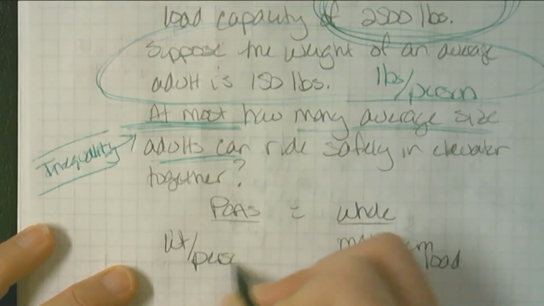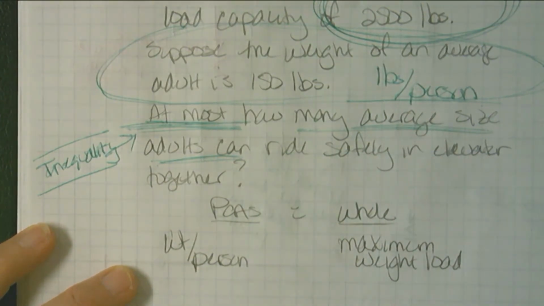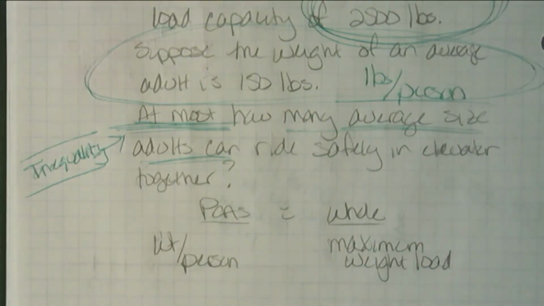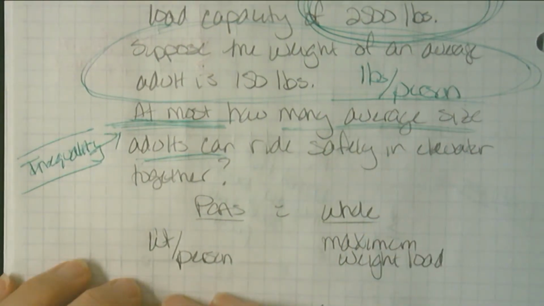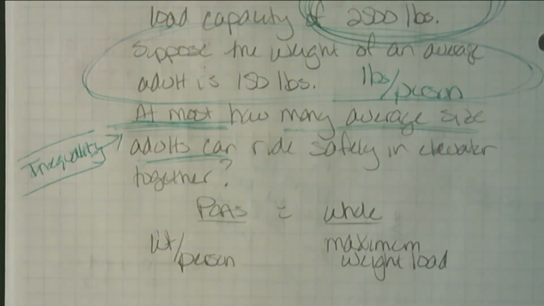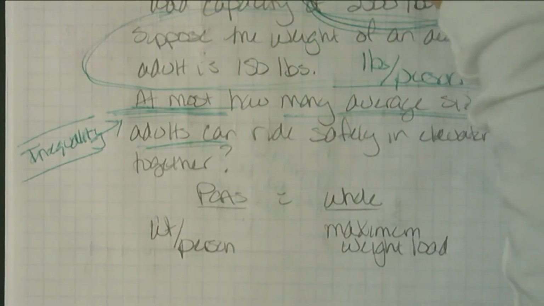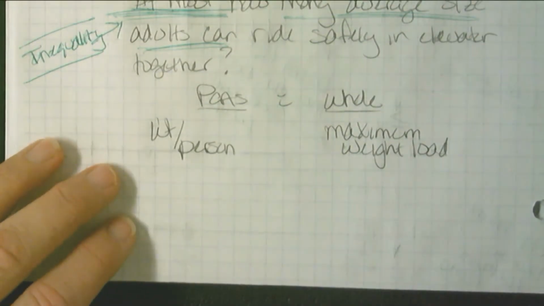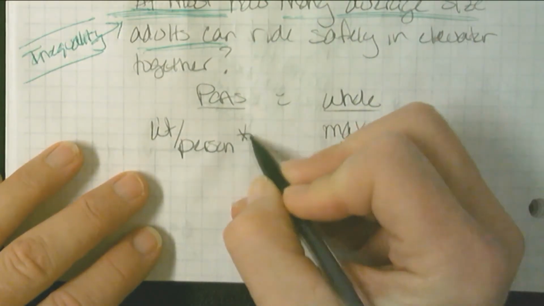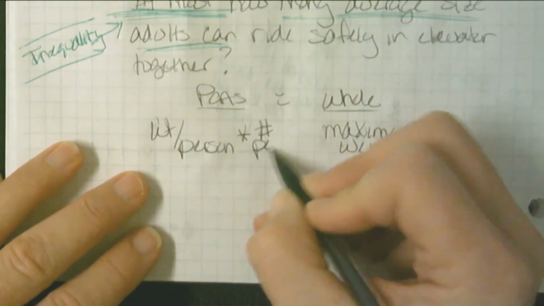And what else? What math do I need to do? What do I always do with the rate? Because this is weight per person. This is total weight. So if I know the weight of one person, how do I come up with the total weight that is actually going to be in that elevator? Michaela? Excellent. Yeah, I'm going to multiply by my number of people.